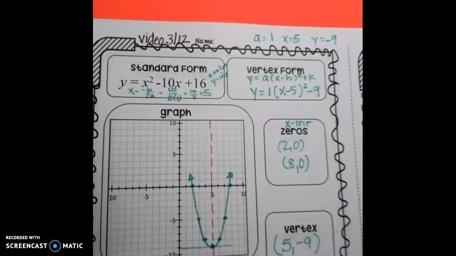So hopefully that helped you with today's problems. Finish out the rest of these problems, take a picture, and upload them to Canvas. Email me if you have any problems.